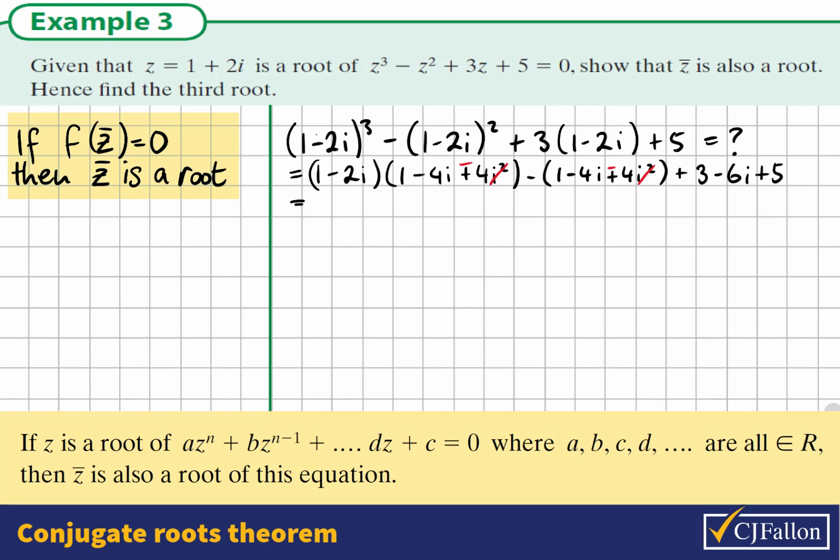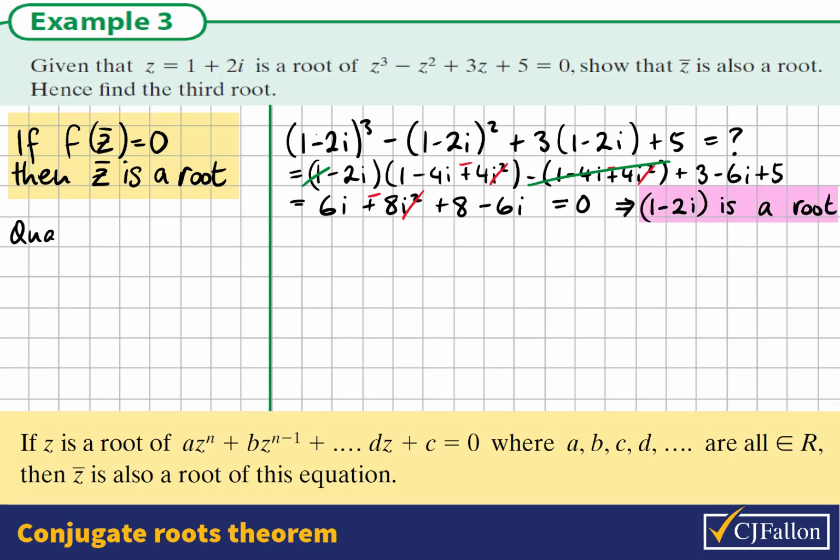Now I notice we have a 1 times the z squared term, and we're taking away the z squared term. So these would cancel out. So that's just being a little bit clever. Then we have negative 2i by 1, negative 2i by negative 4i, negative 2i by negative 4. We have an 8 and a negative 6i. Adding these together, we end up with 0. So that tells us that 1 minus 2i is a root.